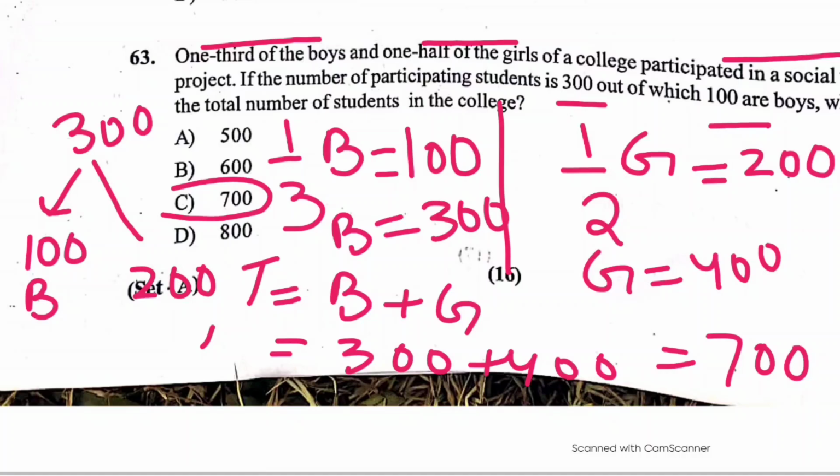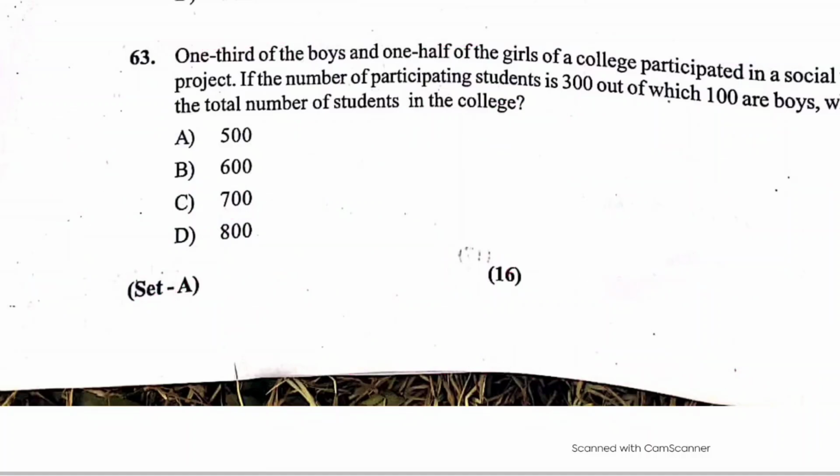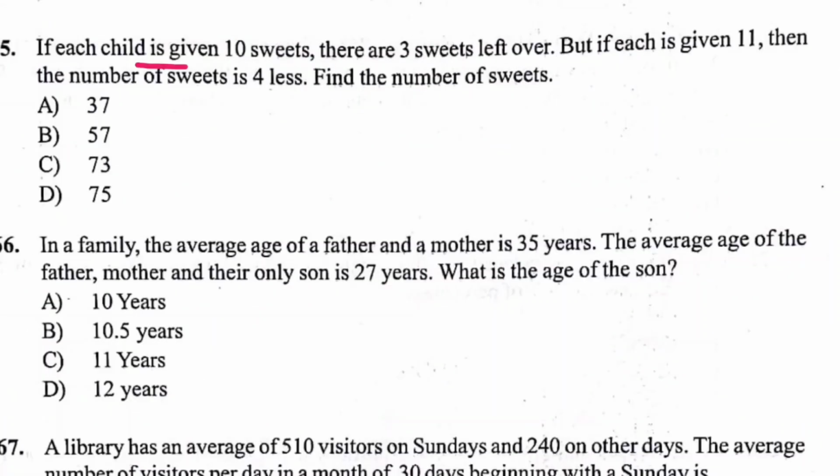Okay, if each child is given 10 sweets, there are 3 sweets left over. But if each child is given 11 sweets, then the number of sweets is 4 less. We have to find out the number of sweets. Okay, so let's denote the total number of sweets by S.